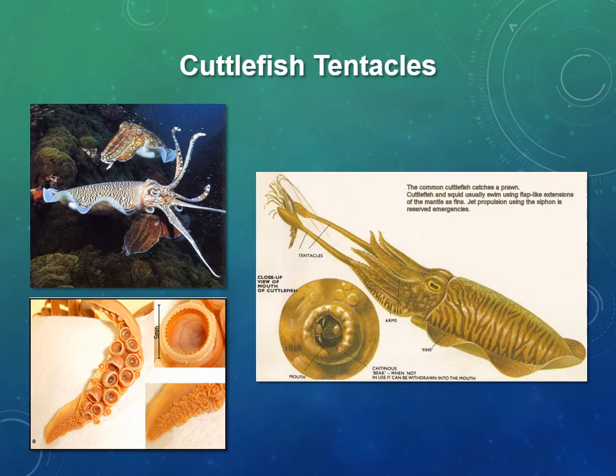Here's some of the tentacles, and they can actually be used to move around and carry objects. They can also be used for grasping prey. So their arms are used for grasping prey, and they have these elongated tentacles that help with that. They eat fish, shrimp, all that sort of stuff.